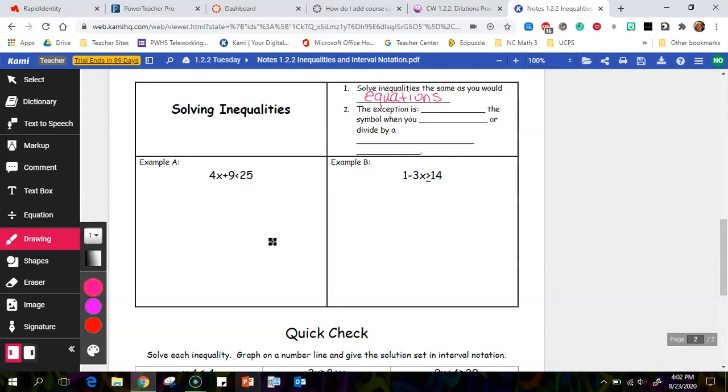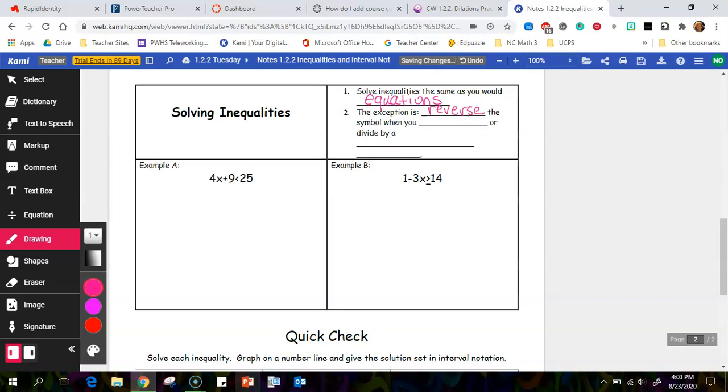It's really the same, except if you multiply or divide by a negative number, you flip the symbol. I say reverse the symbol. You can say flip if you want to. I say reverse the symbol because if I flip this over, it's still the same thing. But if I reverse it, if I flip it horizontally, I guess you could say, then that would reverse it. So reverse the symbol when you multiply or divide by a negative number.